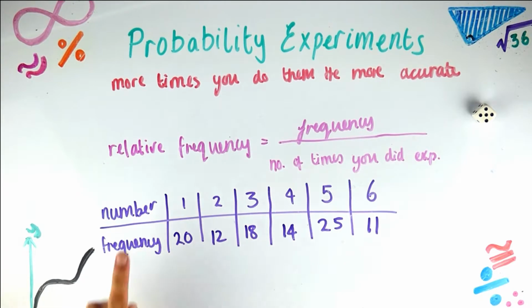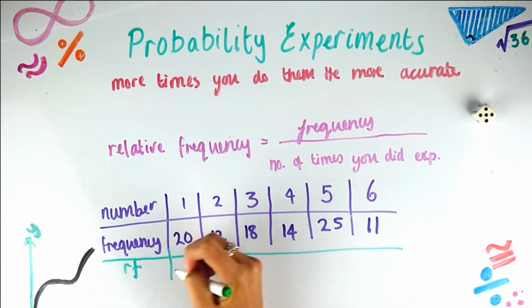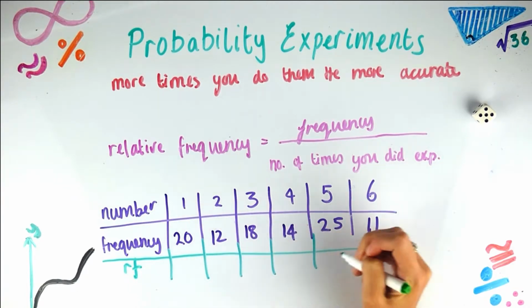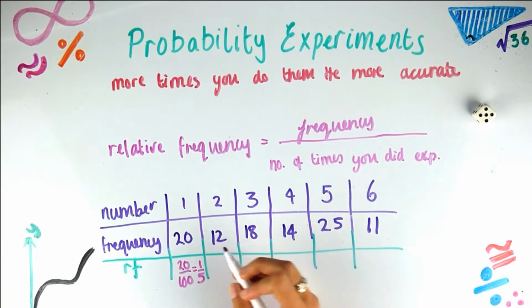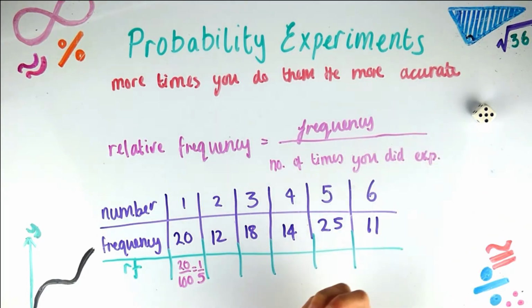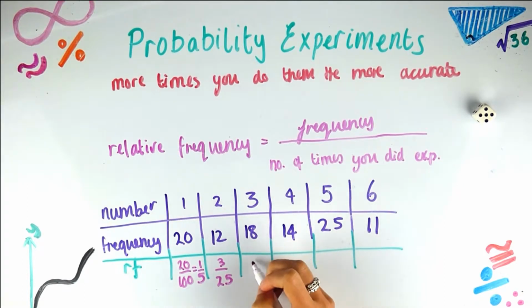Now we want to calculate the relative frequency for all of them by using this formula. So I'm going to add a row to my table called RF for relative frequency. Basically I do the frequency over the number of times I did the experiment, and I rolled it 100 times, so that's going to be 100. So it's 20 divided by 100, and that is a fifth. It's going to be 12, the frequency, over the number of times I did it, 100. So 12 divided by 100 simplifies down to 3 out of 25. Here I'm going to have 18 divided by 100, which is 9 out of 50.